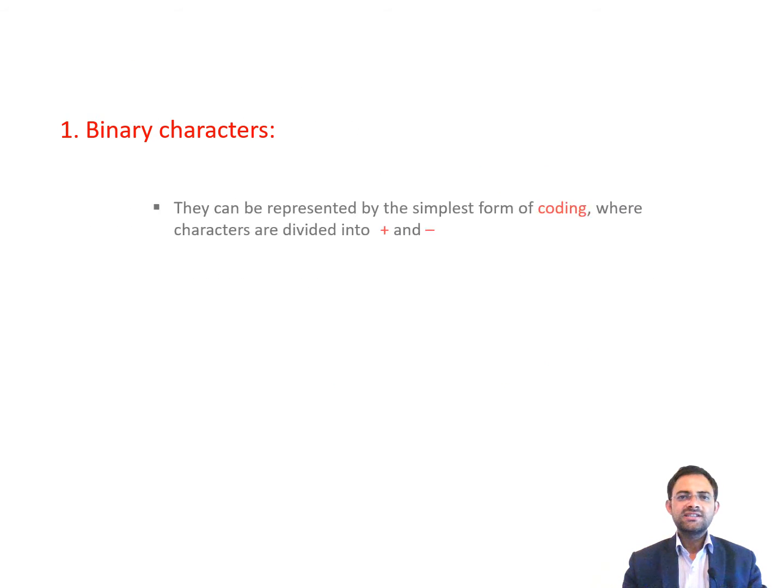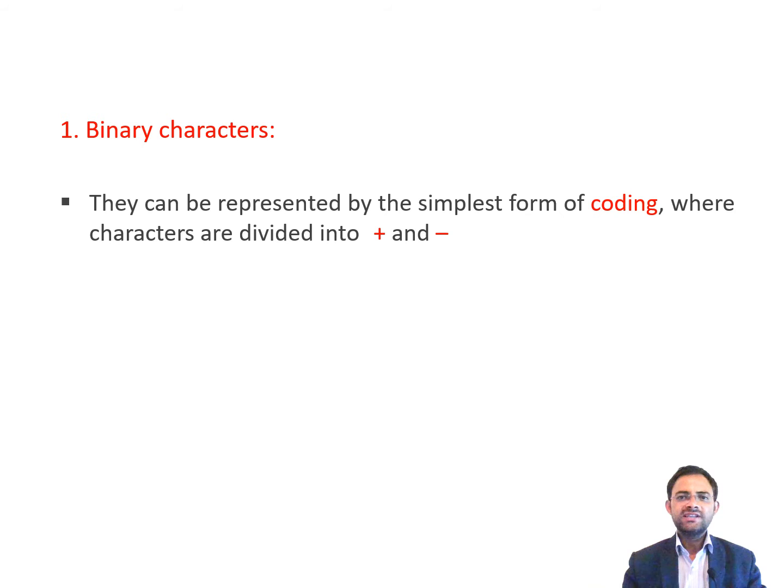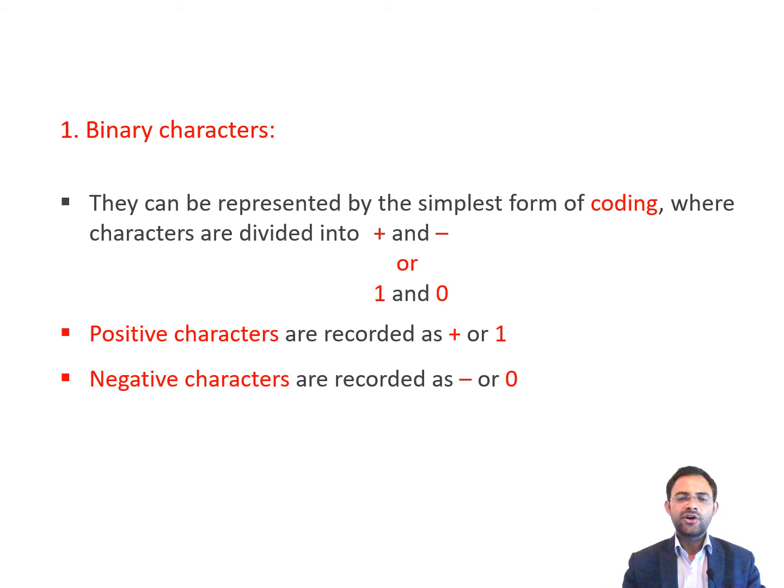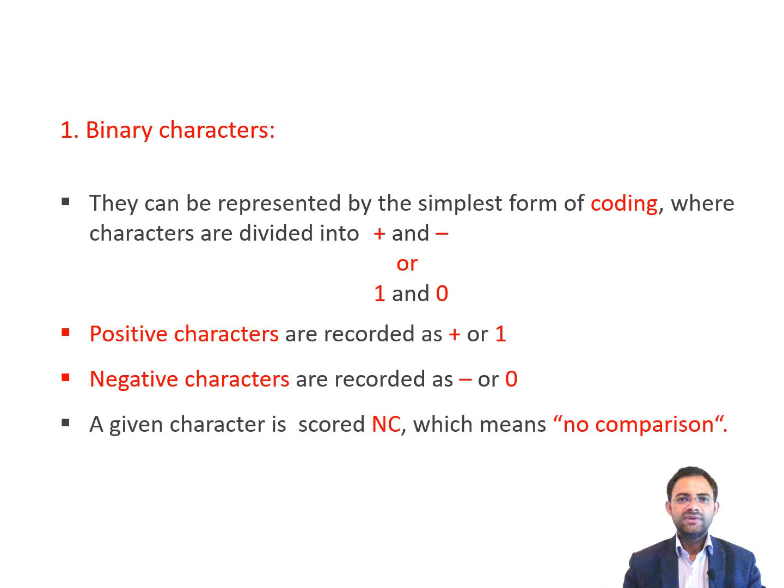The binary characters can be represented by the simplest form of coding where characters are divided into plus and minus or as 1 and 0. In such cases, the positive characters are recorded as plus or 1, whereas the negative characters are recorded as minus or 0. In case the organ possessing a given character is missing in an organism, the character is recorded NC, which means no comparison.